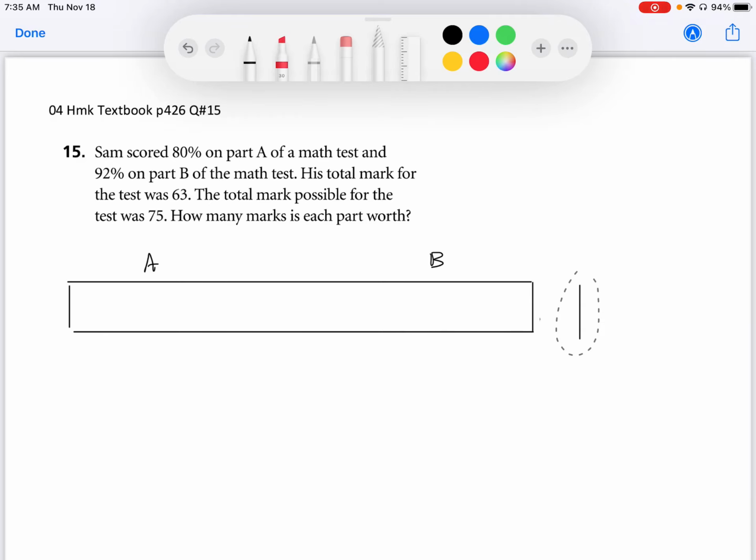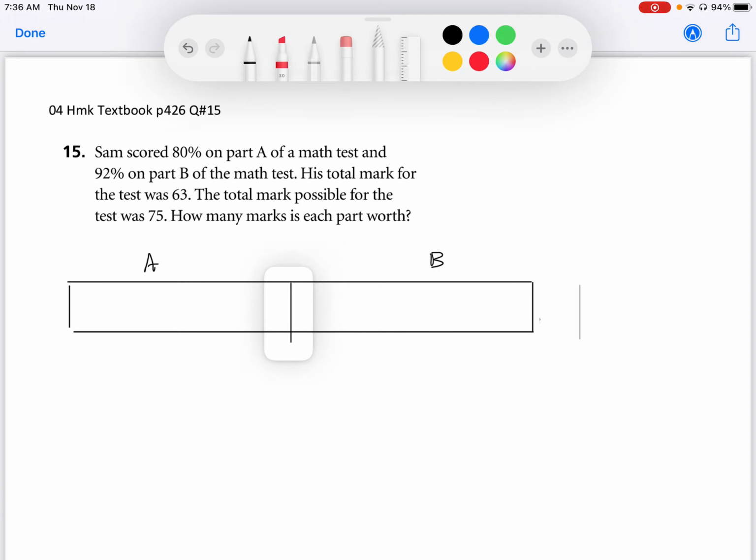So in this case here, we have Sam. He scored 80% on part A and 92% on part B, and he ended up with a total mark of 63. And the marks possible is 75 marks. So the whole bar here kind of represents 75 marks.